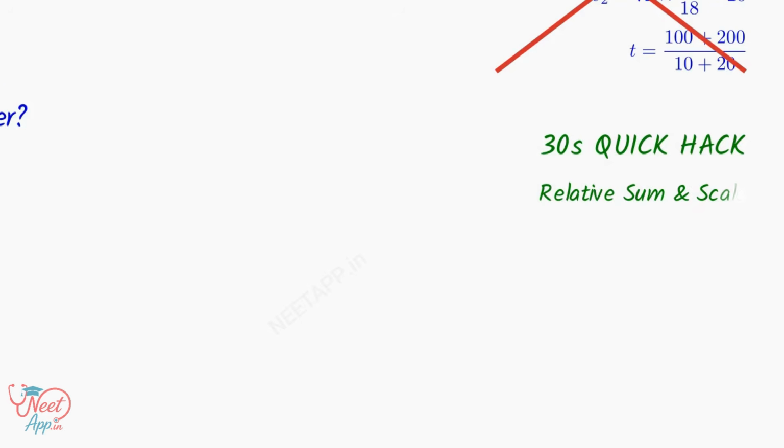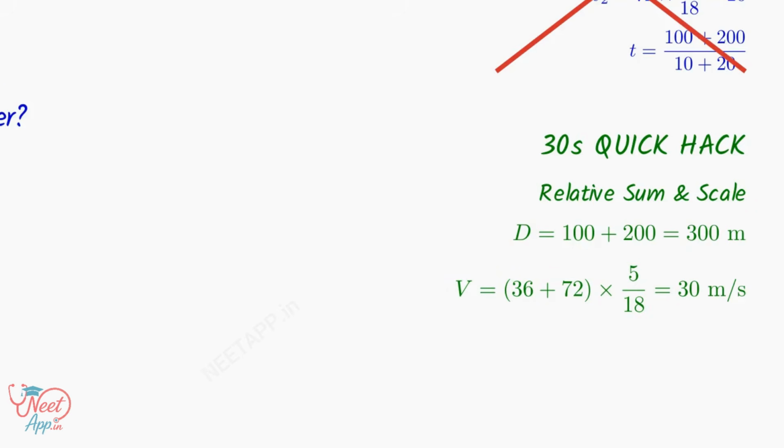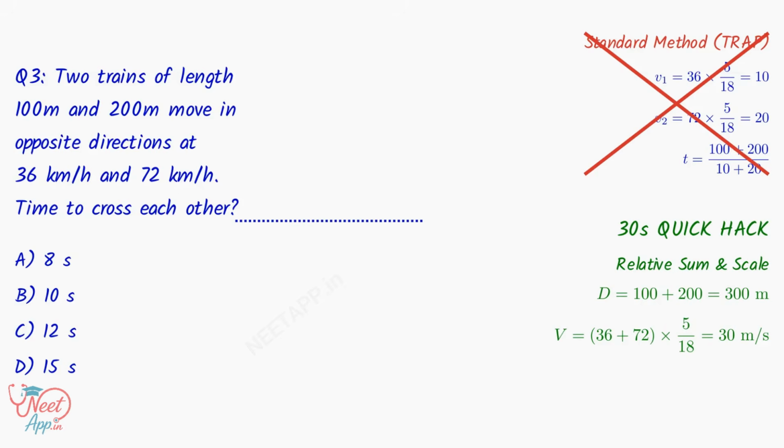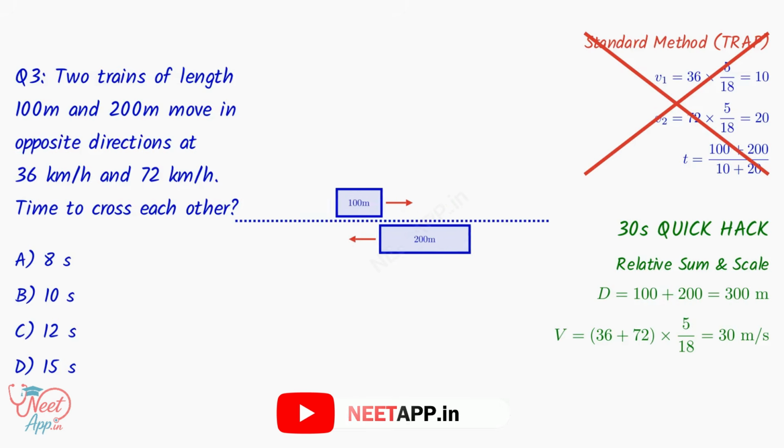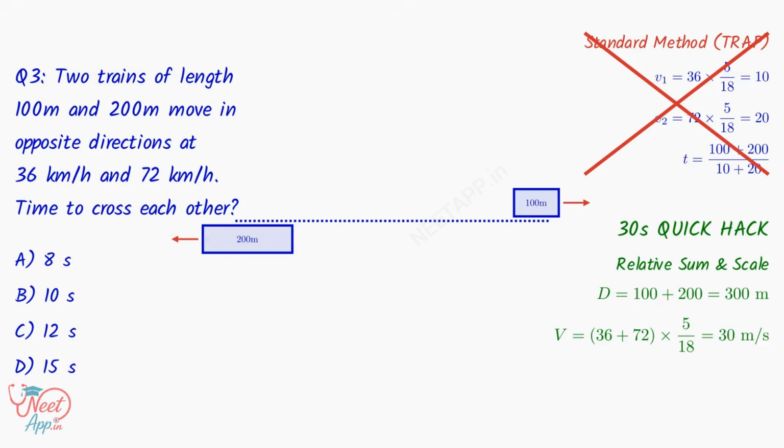Here is the 30-second shortcut, the relative sum and scale trick. Do it all in one clean mental line. First, the total distance is just the sum of the lengths, 300 meters. Next, total relative speed in opposite directions is 36 plus 72, which is 108 kilometers per hour. Now scale it instantly by multiplying by the magic fraction 5 over 18 to get 30 meters per second. Look at the center animation. 300 meters divided by 30 meters per second equals exactly 10 seconds. Option B is your correct answer. Sum the lengths, sum the speeds, scale with 5 over 18 and you are completely done.